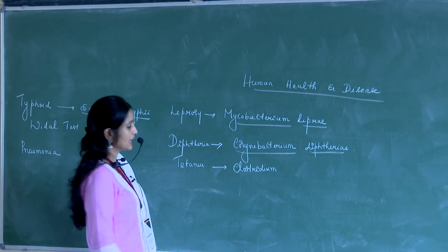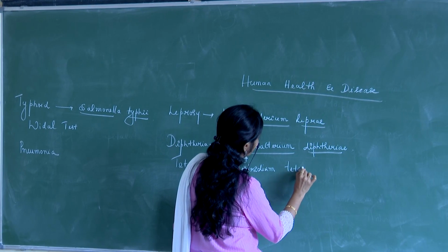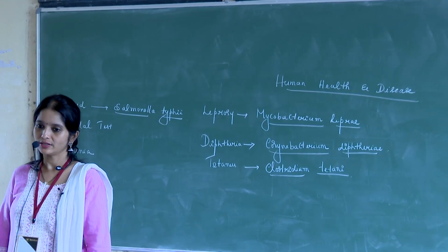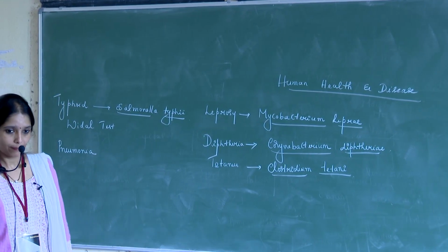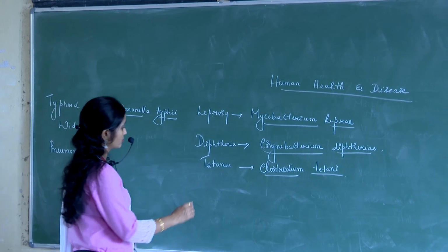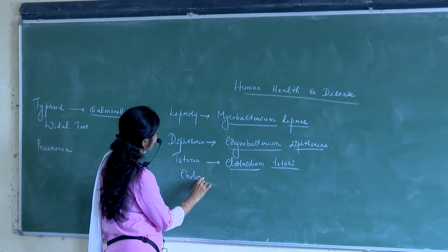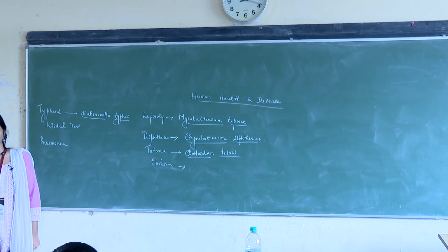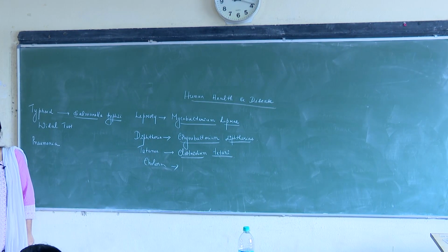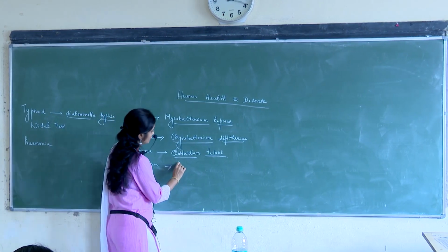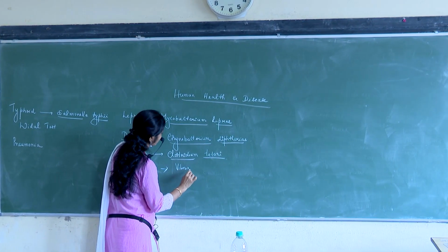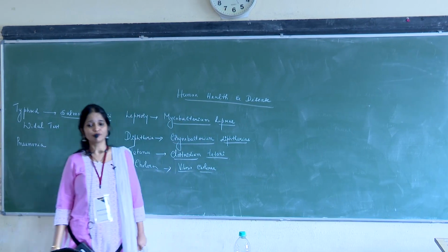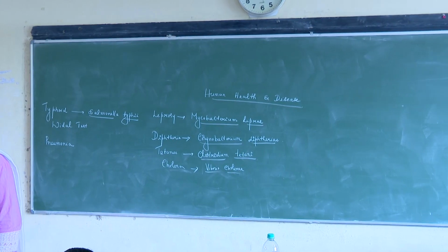Clostridium tetani causes tetanus. Cholera. What causes cholera? Vibrio cholerae. So these are some of the bacterial diseases, right?